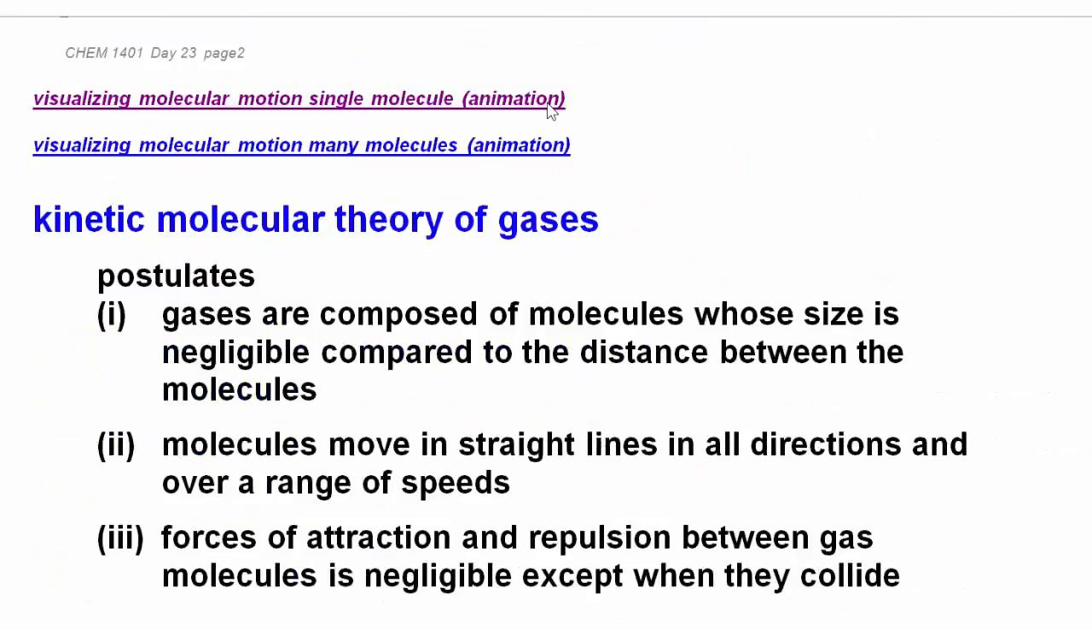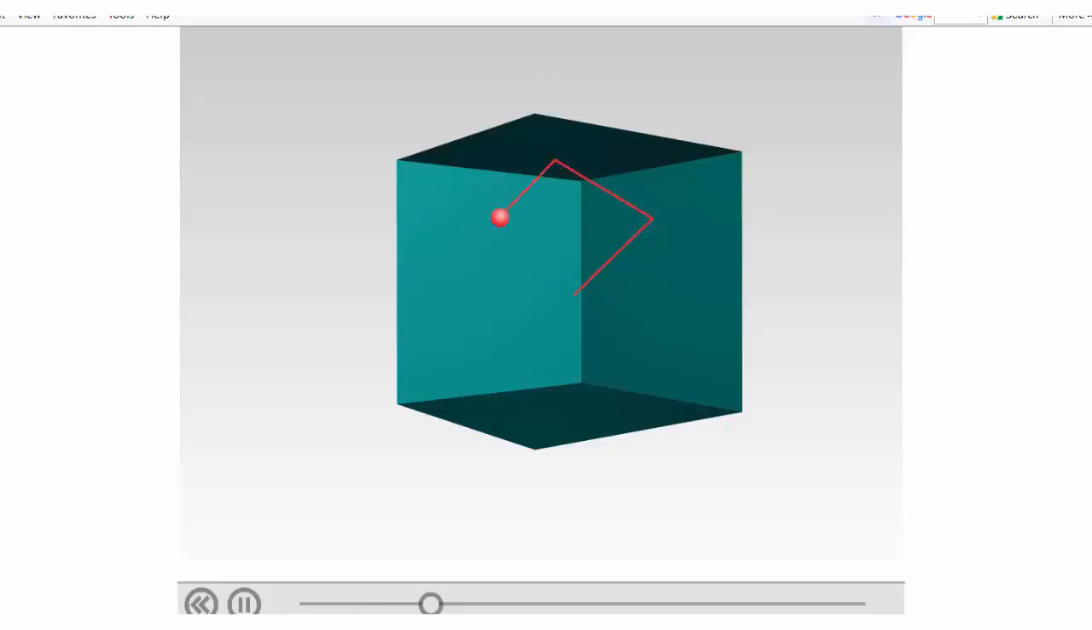So how do we visualize the molecular motion of a single gas molecule? Check this out. The path of one particle in a gas is very erratic. The particle will continuously change its course as a result of collisions with the walls of the container. Notice that the gas molecule also traveled in straight lines.